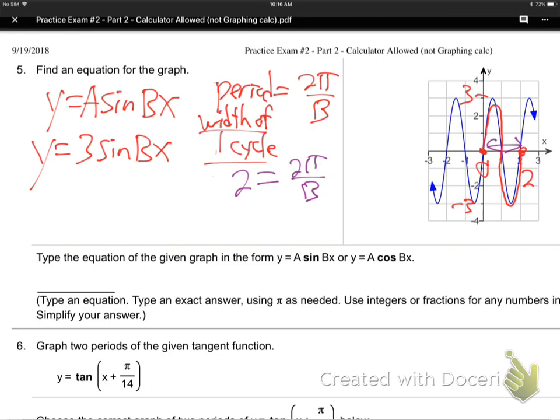Am I going too quick? Does that make sense? Period is always the width. It's how wide one cycle is. That's why I hone in on one cycle and forget about everything else. You always want to do that with the sines and all these graphs. So the width is just 2. That's period. Solve for b. How do we solve for b there?